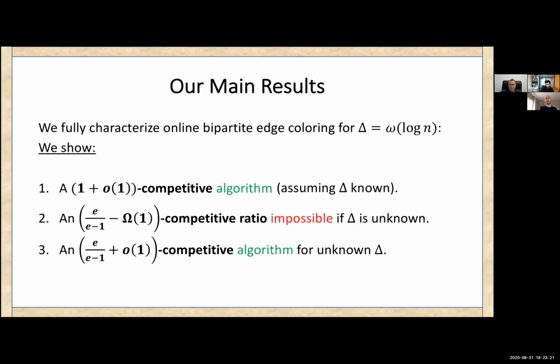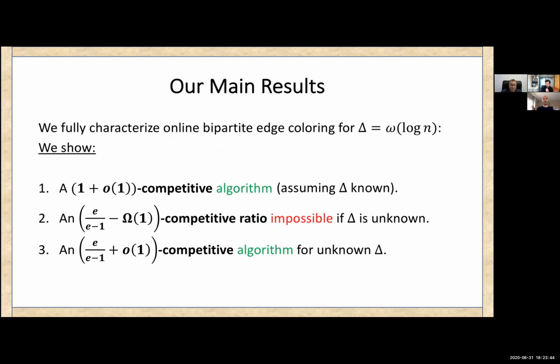All right, so let me conclude. So what we showed in this work was, as I said, the first positive results for online edge coloring under adversarial arrivals. And in particular, we fully characterize the online bipartite edge coloring problem for the interesting superlogarithmic case, showing some dichotomy between known and unknown delta. For known delta, the optimal bound is roughly 1. For unknown, it's roughly e over e minus 1, and both of these are tight.